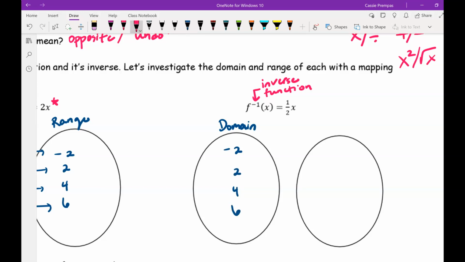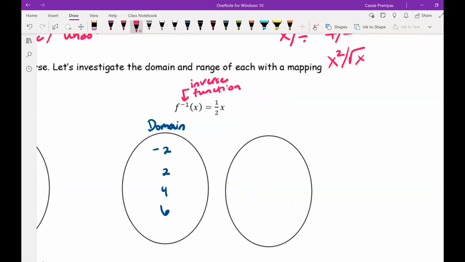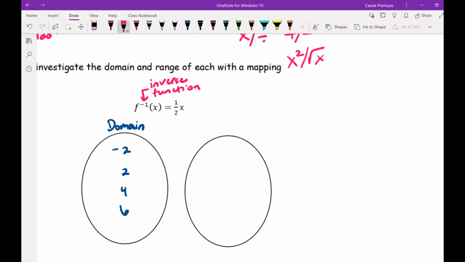And now let's do the same thing we did with the last function. Let's plug them into the inverse. Half of -2 would give me -1. Half of 2 gives me 1. Half of 4 gives me 2. Half of 6 gives me 3. Okay, so -2 is mapped to -1, 2 is mapped to 1, 4 is mapped to 2, 6 is mapped to 3.